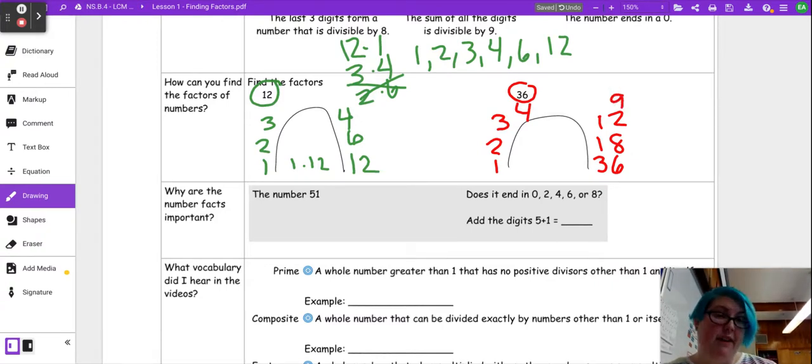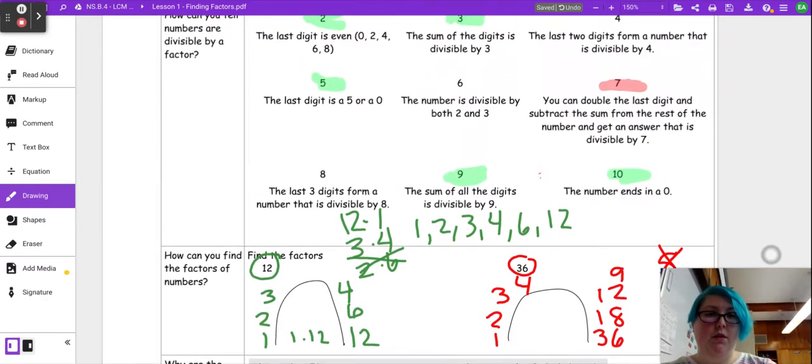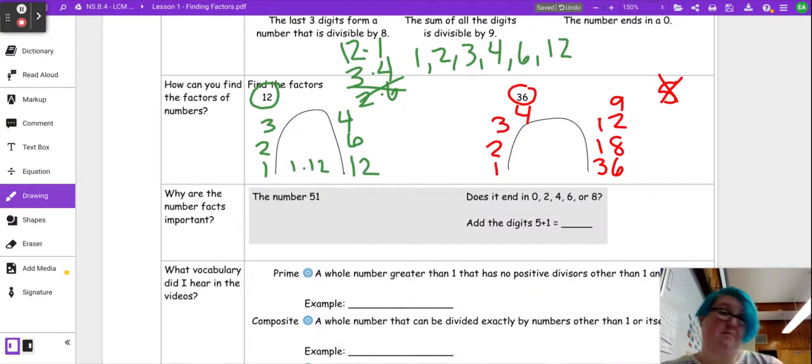5 is not a factor, because if we look at our rules, the last digit has to be a 5 or 0. Well, 36 is not divisible by 5 because it's not a 5 or a 0 at the end. So then we move on to our next whole number, and 6 times 6 is 36. There are no other whole numbers to go. So we know all the factors of 36 are 1, 2, 3, 4, 6, 9, 12, 18, 36, just like that. Pretty straightforward and easy.